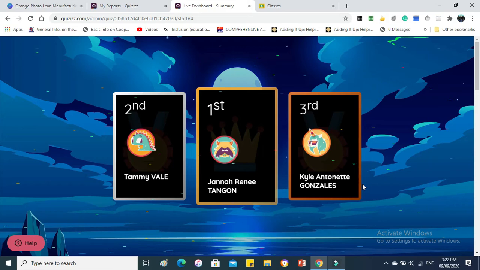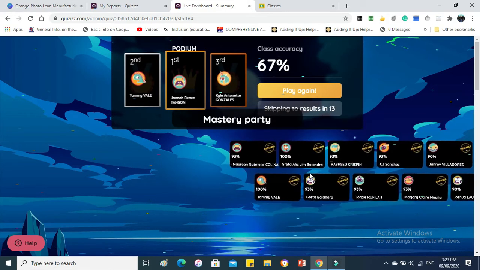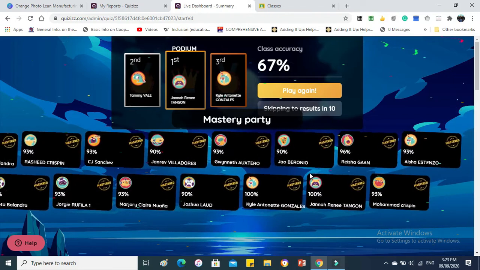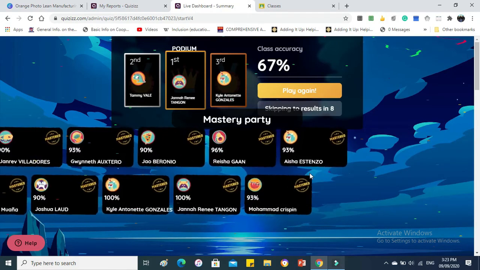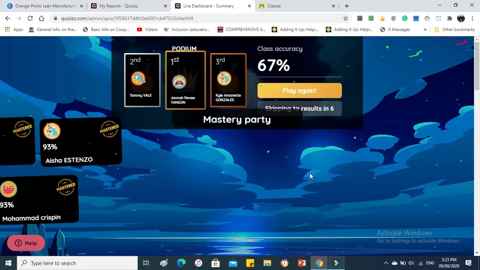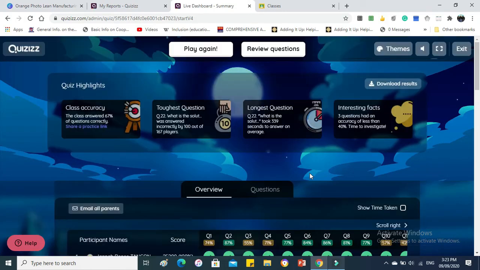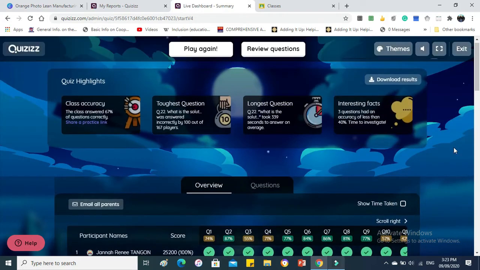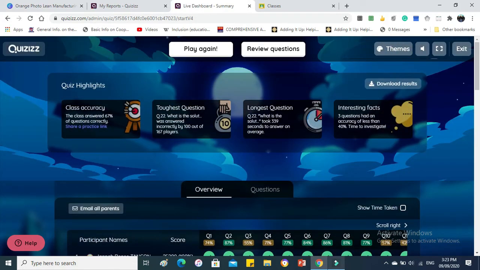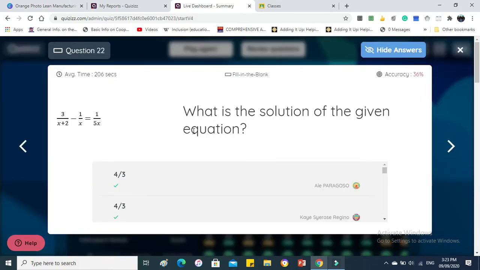These are the top three students, and it will show you the result or the summary. For class, these are the highlights. For class accuracy, the class answered 67% of questions correctly. For number two, what is the toughest question? This is the toughest question: what is the solution of the given equation? They got it wrong because some of them answered with X.